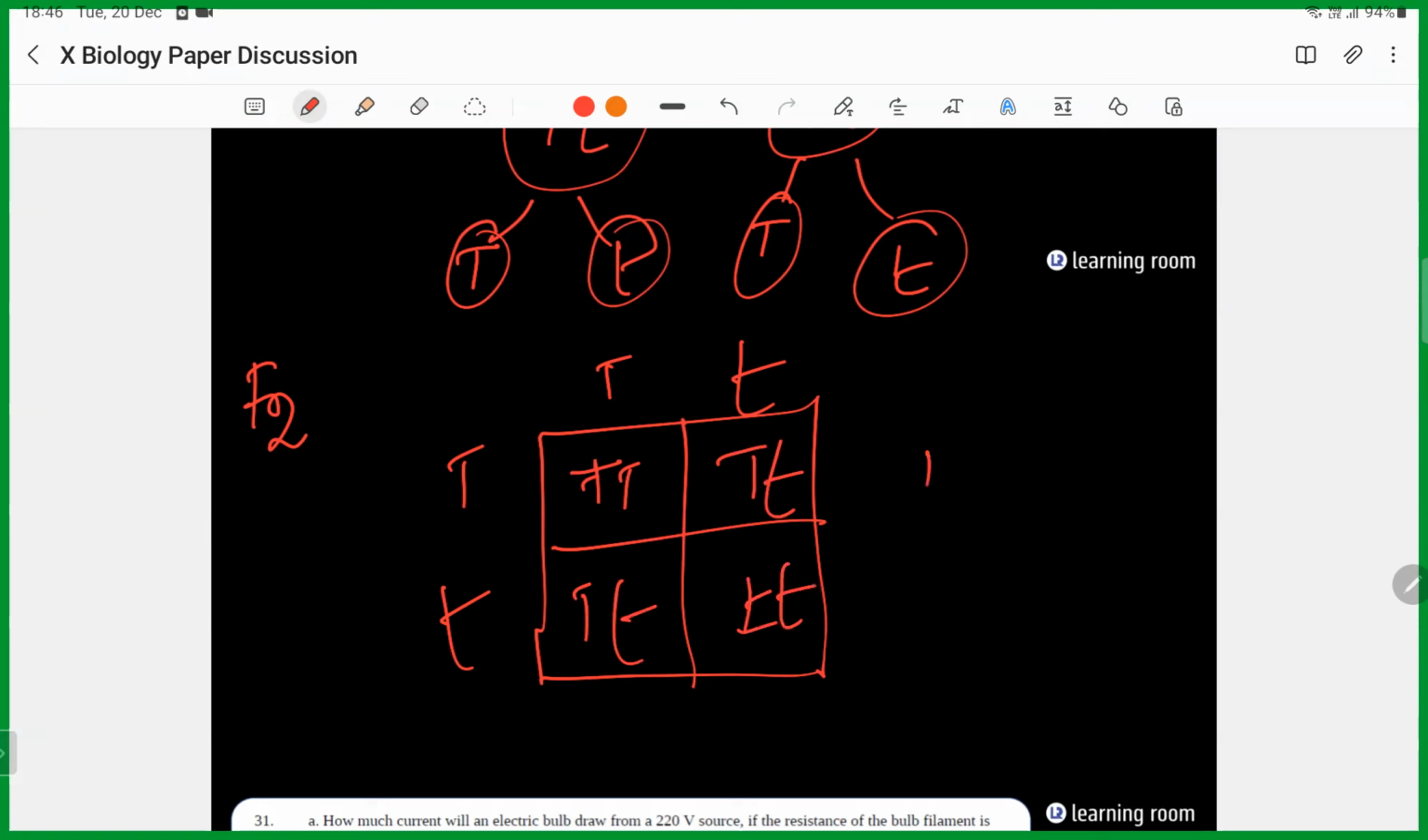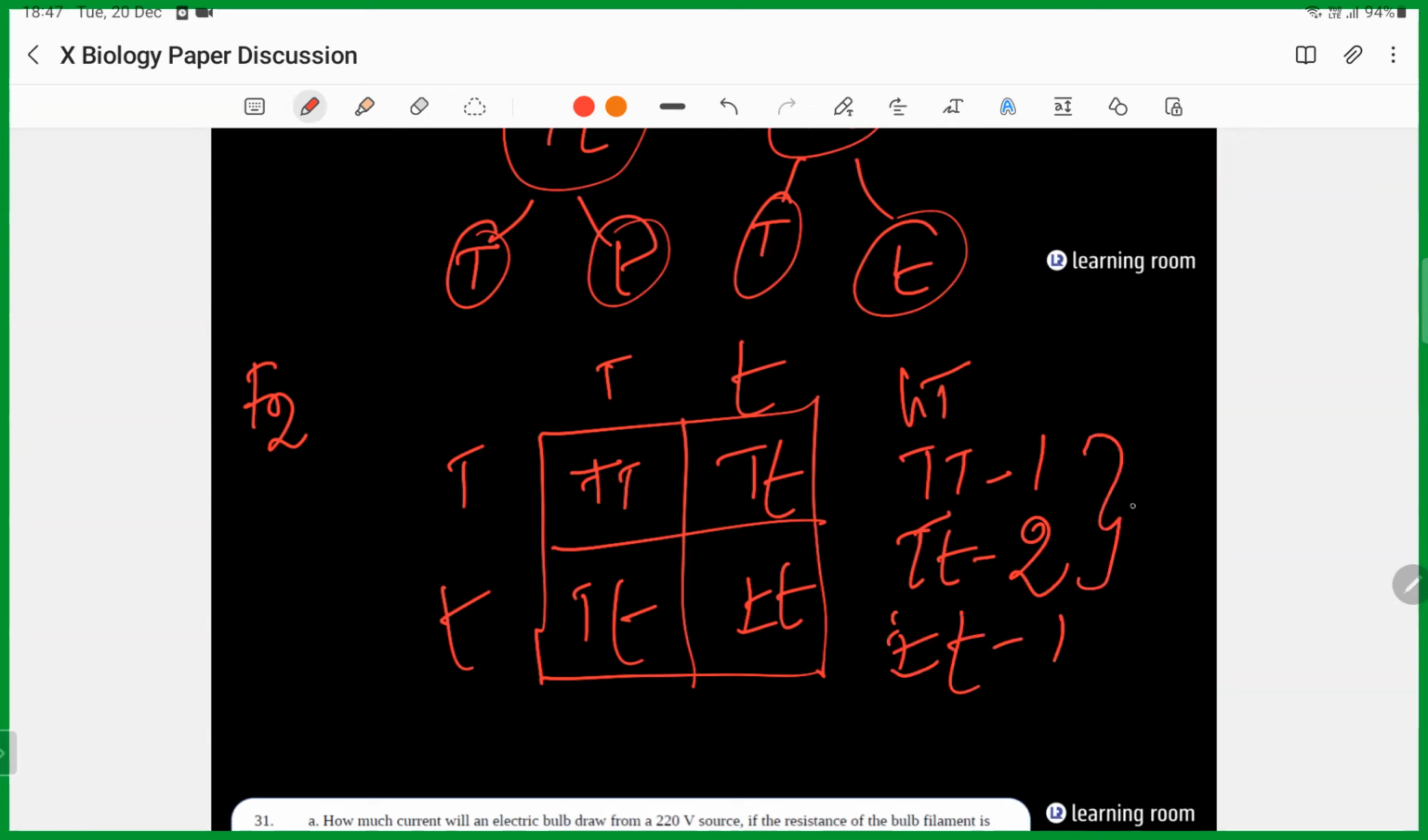Correct? Yes, sir. Genotypic ratio. Yeah, and I wrote the ratios. Genotypic ratio is 1:2:1. Phenotypic ratio is 3:1. So all of you worked out both the phenotypic ratio and the genotypic ratio?